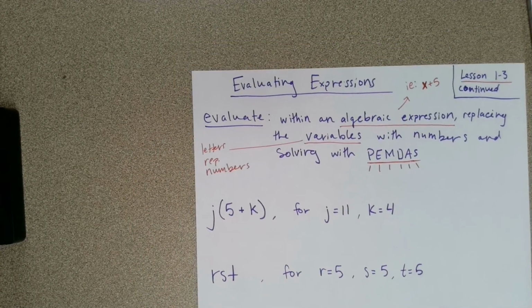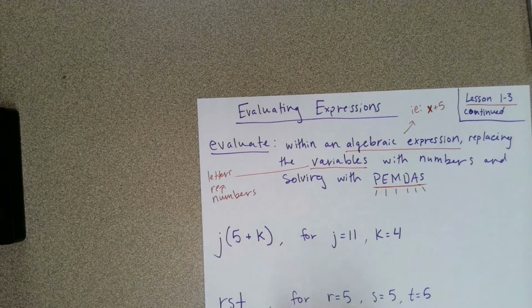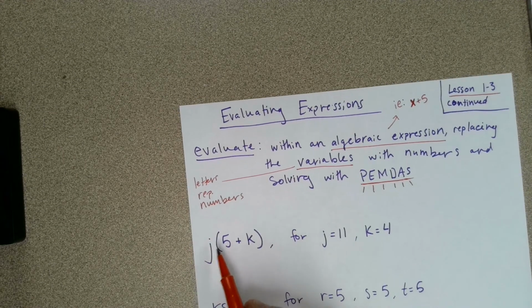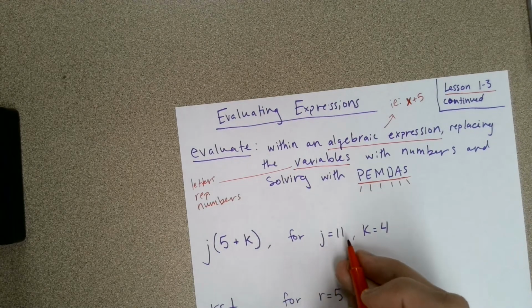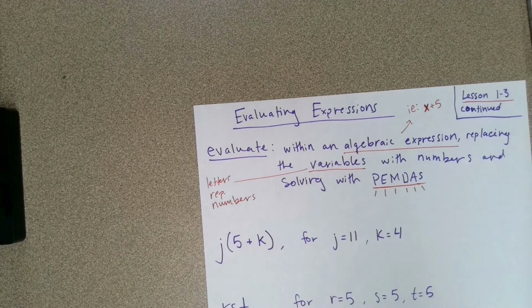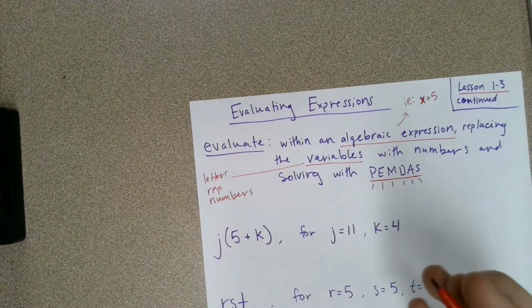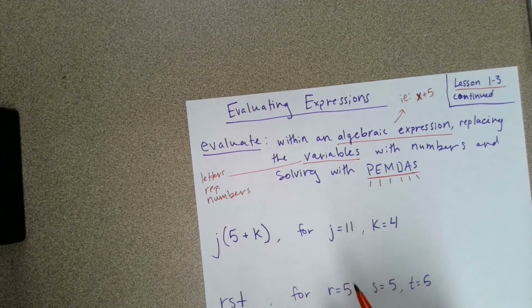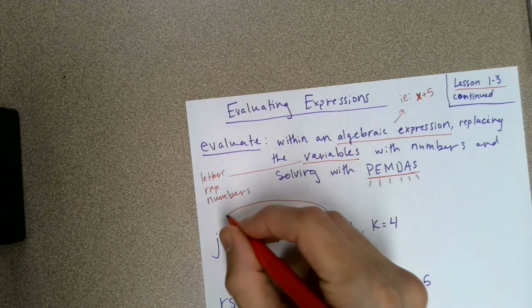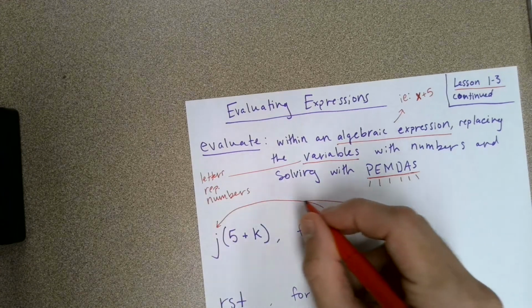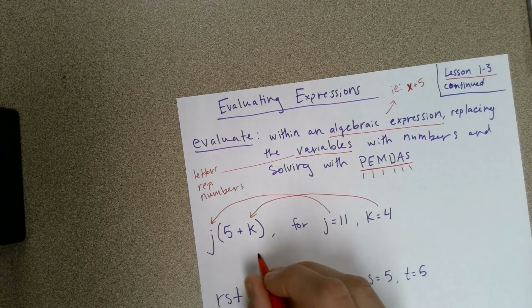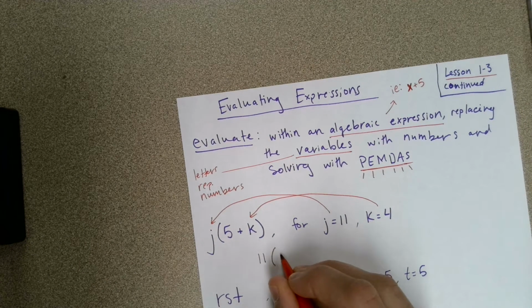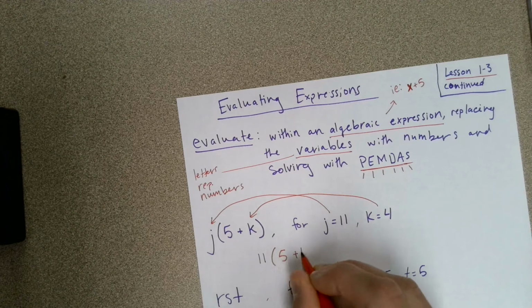All right, so we're going to look at our first problem here. We have j times 5 plus k, and they give us this information: for j equals 11, for k equals 4. So they're saying for this problem, j is going to equal 11, k is going to equal 4. What can we do with these? We can plug them right into their correct spots. So we'll plug them in right there, and we can rewrite this problem like this. 11, 5 plus k.